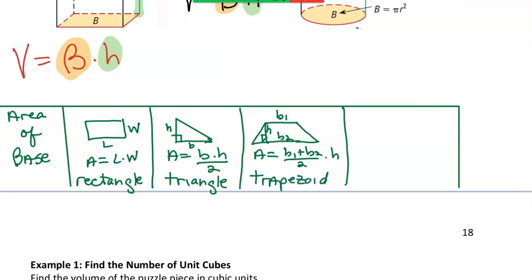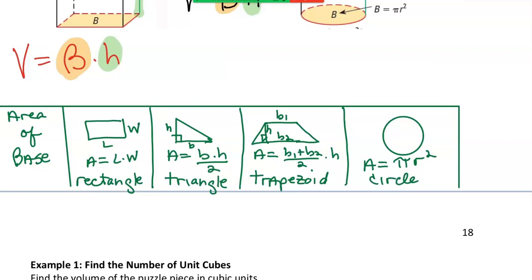Lastly, if the area of your base is a circle, then we know that area, because we worked with this before, is pi r squared, and you're going to have pi in your answer. And that is true if it's a circle.